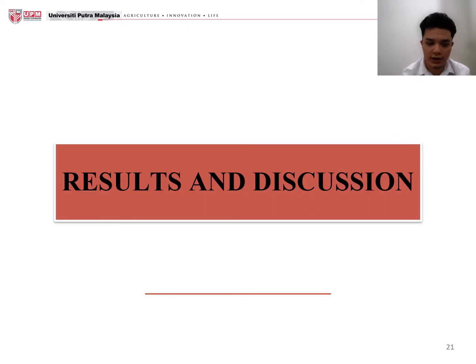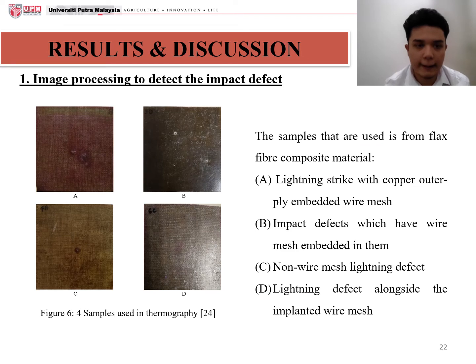Okay, so here are the results and discussion. These four images show the samples that were used. The samples are from flax fiber composite material. Material A is the lightning strike with copper outer ply and embedded wire mesh, and material B is an impact defect which has wire mesh embedded in it. Material C is a non-wire-mesh lining defect, and material D is a lining defect alongside the implanted wire mesh.